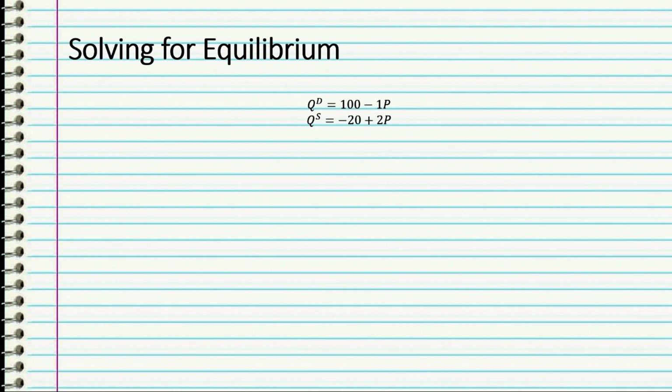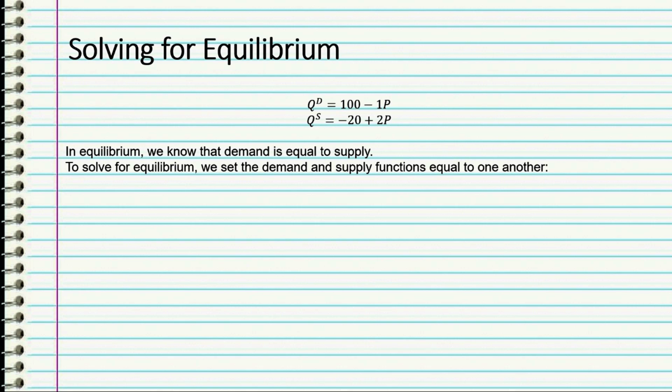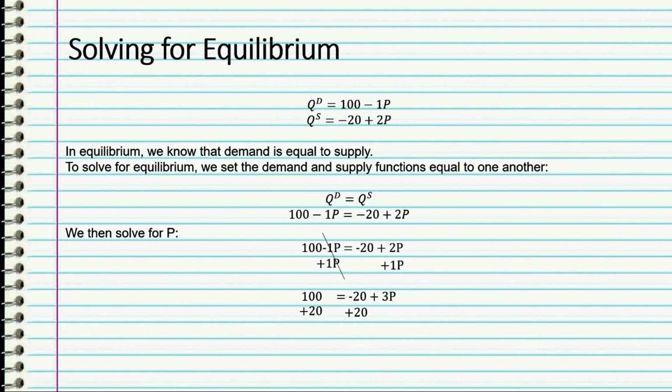Now, using the equations for quantity demanded and quantity supplied, we can solve for equilibrium using a little bit of algebra. And we know that in equilibrium, demand is equal to supply. To solve for equilibrium, we set the demand and supply functions equal to one another. Then we use a little bit of algebra to solve for P. When we do our algebra, we find out that the equilibrium price is equal to 40.